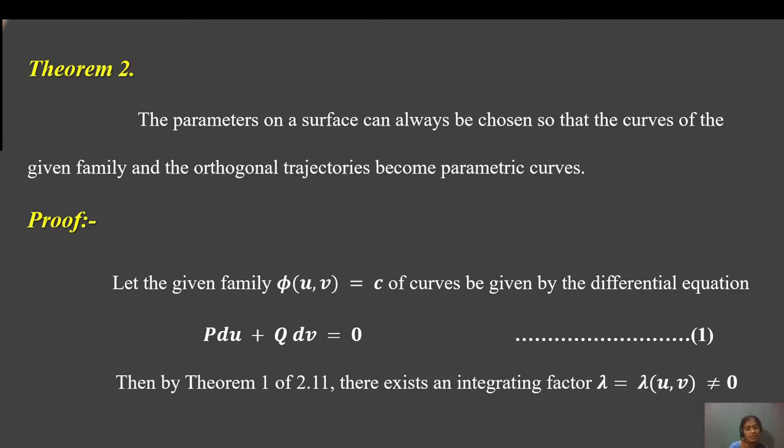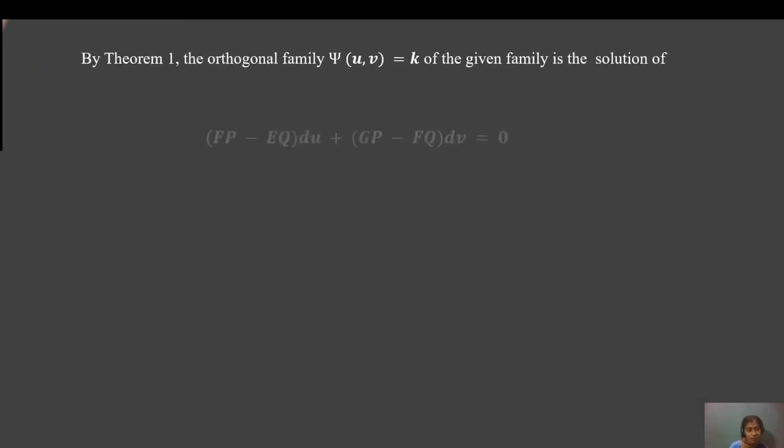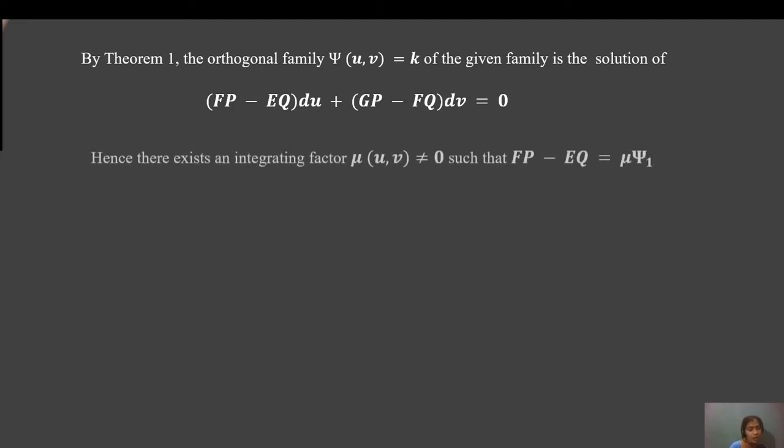Then there exists an integrating factor lambda equals lambda(u,v) not equal to 0, such that P is lambda phi 1 and Q is lambda phi 2. Lambda is not a constant, because we do not get lambda 1 and lambda 2. Then the orthogonal family xi(u,v) equals k of the given family is the solution of (fP minus eQ) du plus (gP minus fQ) dv equals 0.